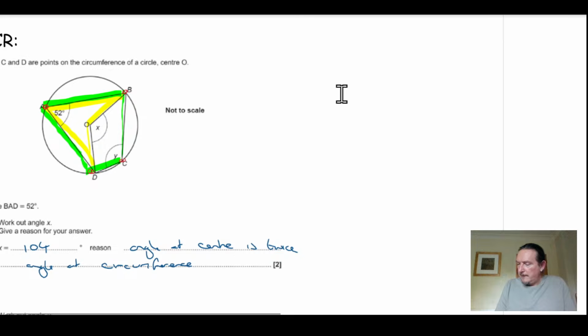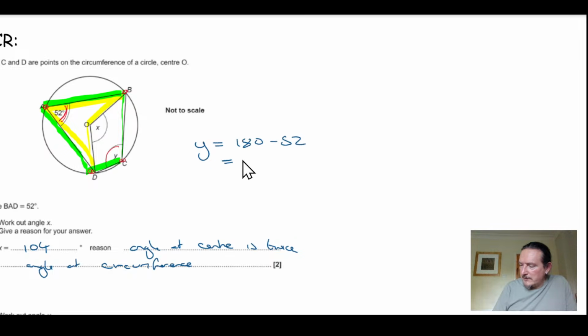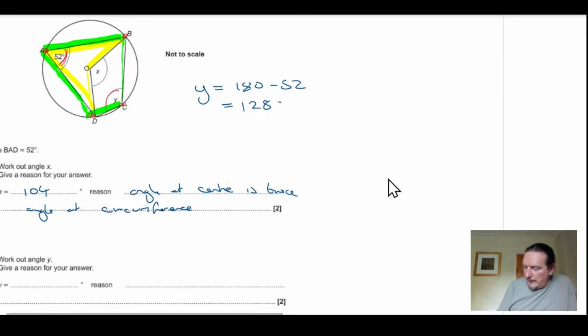Okay, so then that means that my angle up here, the 52, and my angle y have to add up to 180. And therefore y is going to be 180 minus 52. So 180 minus 52, what's that? That's 128. Okay, so y is 128. And what's the reason? It's a cyclic quadrilateral.